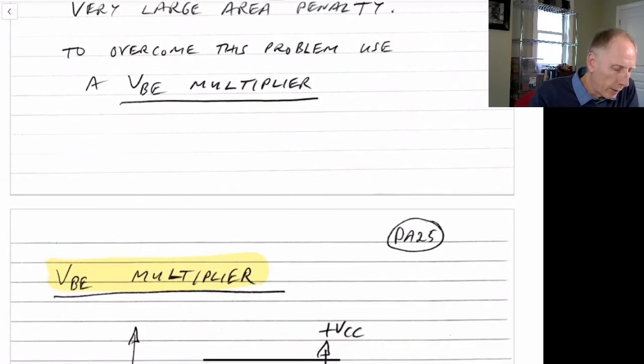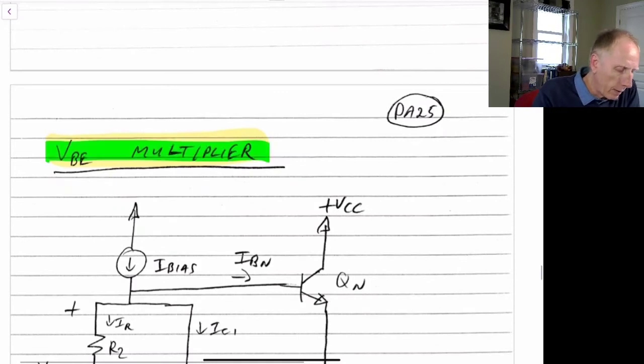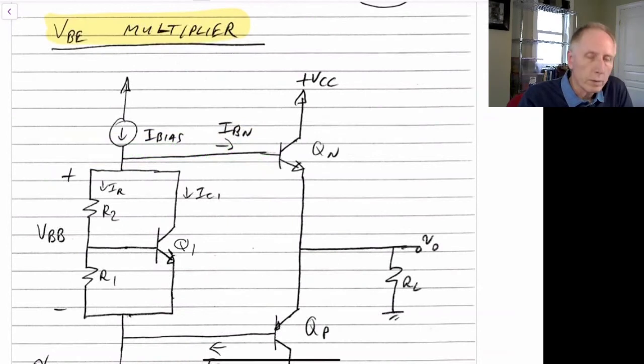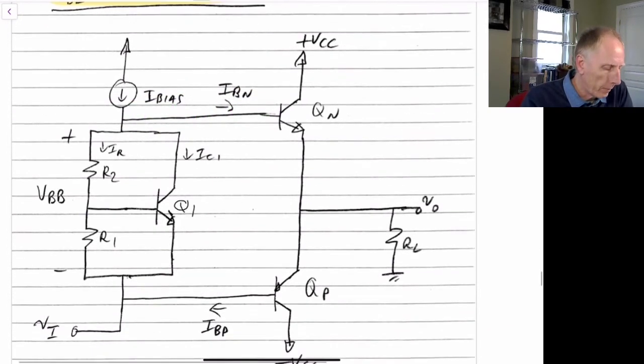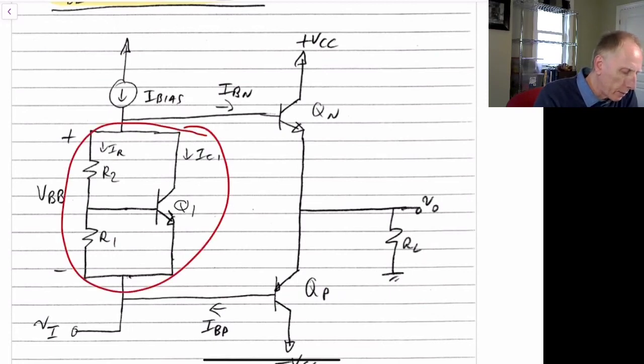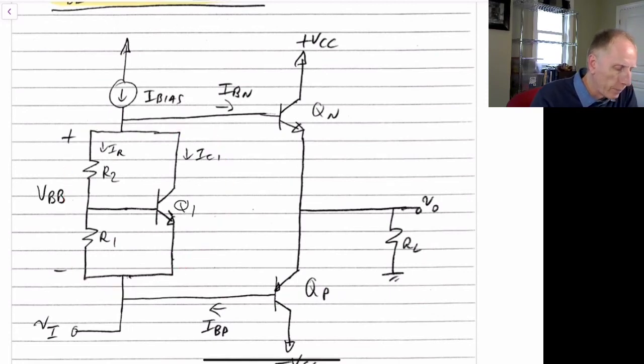So the way to get around this is to use something called a Vbe multiplier. So the purpose of using this Vbe multiplier is to be able to replace the two diodes that we had in this location with this circuit, and then use much less silicon area than you would have if you were using two diodes in that location, and be able to get a quiescent current which might be 2% the size of your maximum current flowing down through the power transistors.